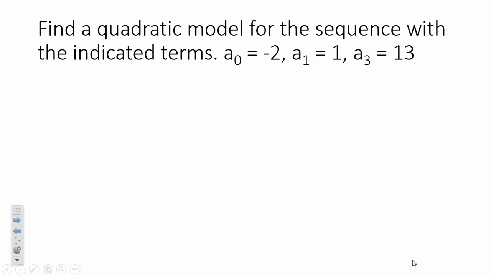All right, so what if they tell you this now? We want to find a quadratic model for the sequence with these terms. And they tell us a sub 0 is -2, a sub 1 is 1, and a sub 3 is 13. So we're to come up with a quadratic model for a sequence that has those three terms.